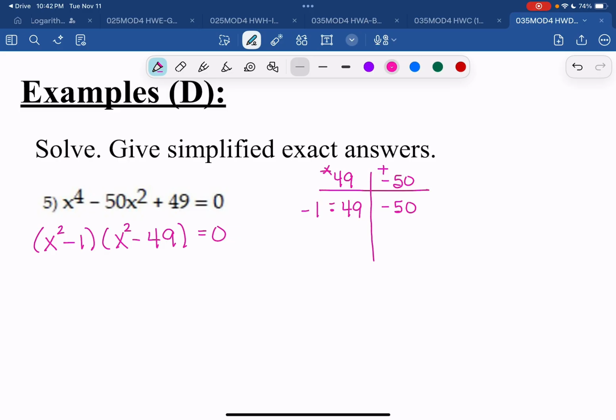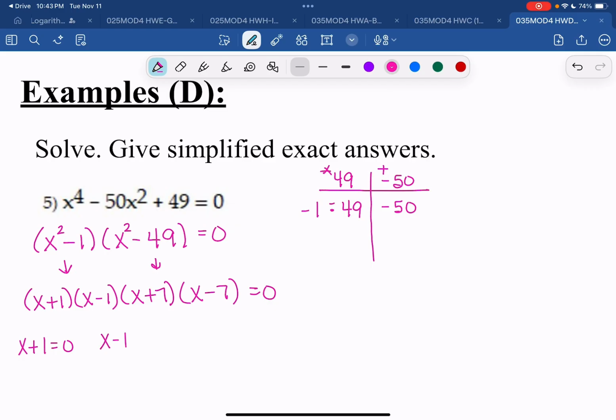Oh, but I could factor those even more. That's a difference of squares. So x plus 1, x minus 1, x plus 7, x minus 7. So this is 0, and this is 0, and this one is 0, and this one is 0. So I get negative 1, positive 1, negative 7, and positive 7.